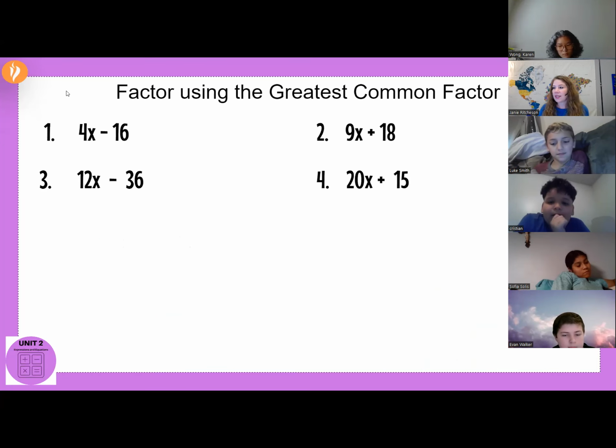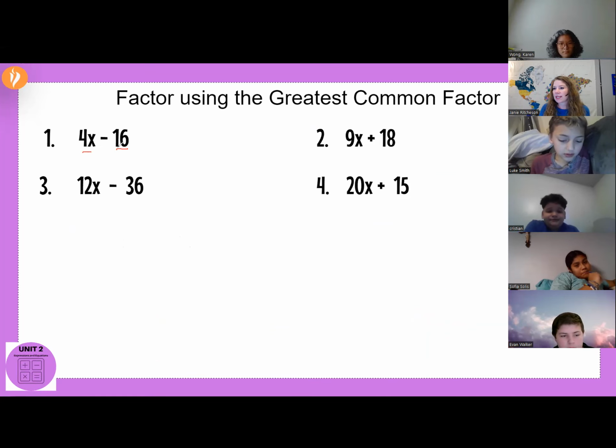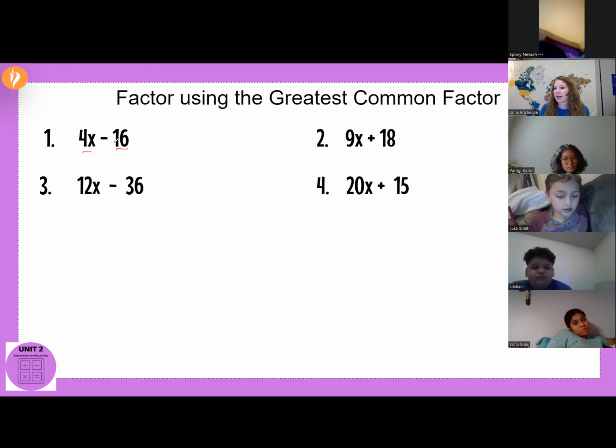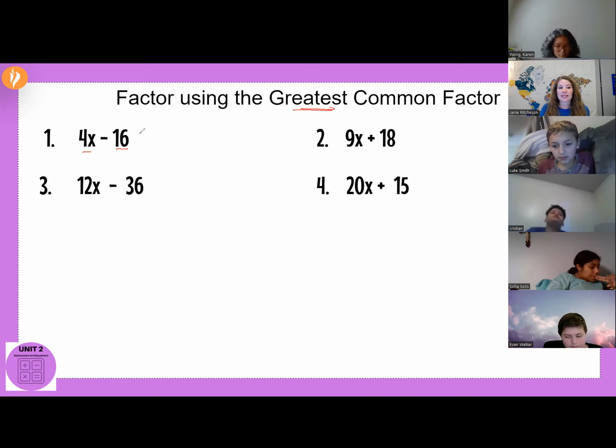All right, so we're kind of thinking about those boxes, about how we distribute, right? And so I want to know, what number could I pull out of both of these digits? What's the greatest common factor of 4 and minus 16? What's the biggest number I could divide both of them by? Karen said 4. Now 2 would work, but I want the greatest common factor. So the greatest common factor of 4 and 16 is 4.